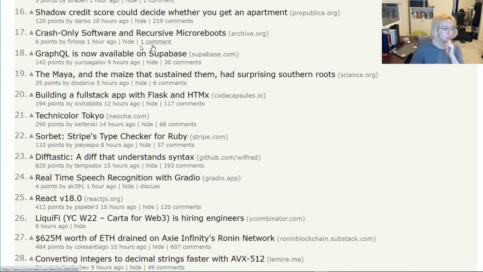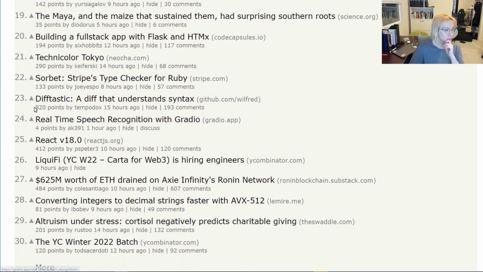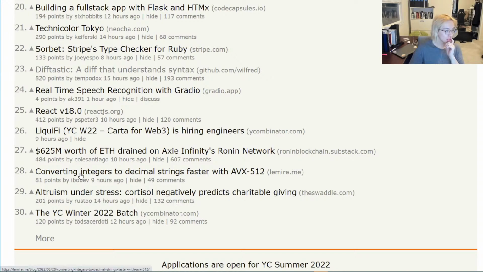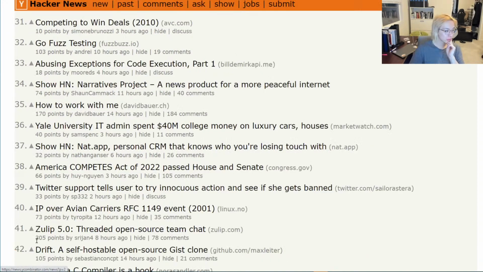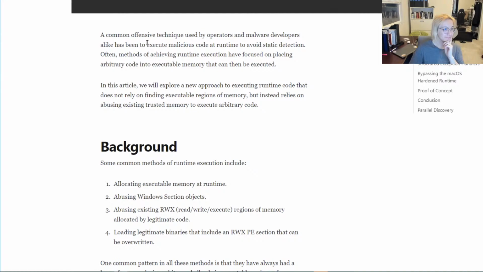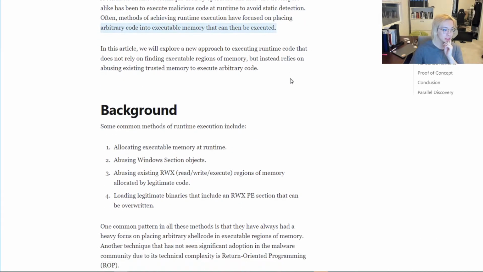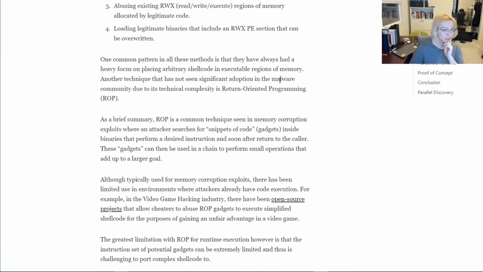Crash only software, recursive micro reboots, a diff that understands syntax. That's kind of cool. Integers. Oh, that's kind of cool too. Abusing exceptions for code execution. Okay, this looks actually kind of interesting. Execute malicious code to avoid static detection. Focus on placing arbitrary code into executable memory. Interesting. One common pattern is that they always had a heavy focus in placing arbitrary shellcode in executable regions of memory.